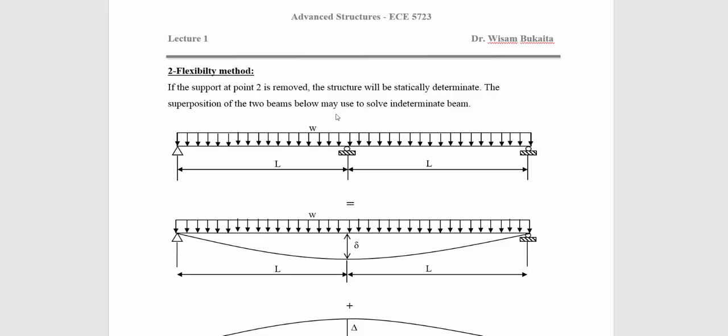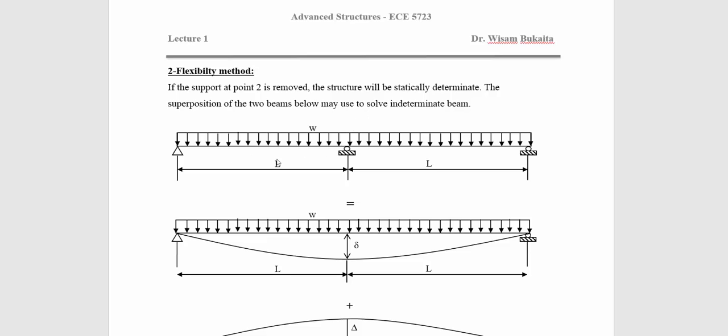From the previous lecture, we found the indeterminacy for this structure. It is indeterminate to the first degree. So first we have to make this structure determinate, then we can solve it. Because it's indeterminate to the first degree, we have to remove one reaction to change this structure from indeterminate to determinate.